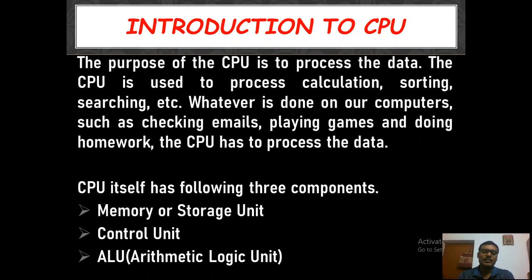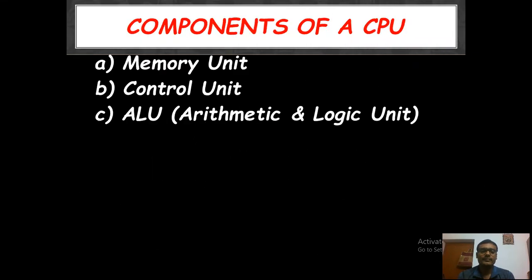As you know, the CPU has the following three components: memory or storage unit, second control unit, and third ALU, arithmetic and logic unit. So these are known as the components of a CPU.